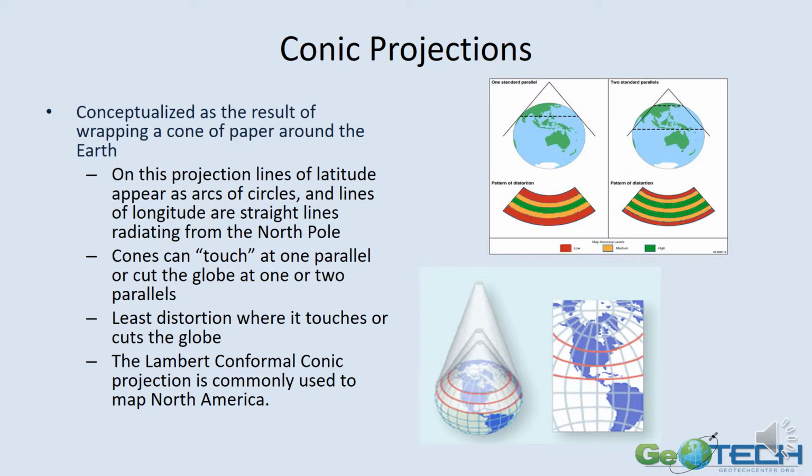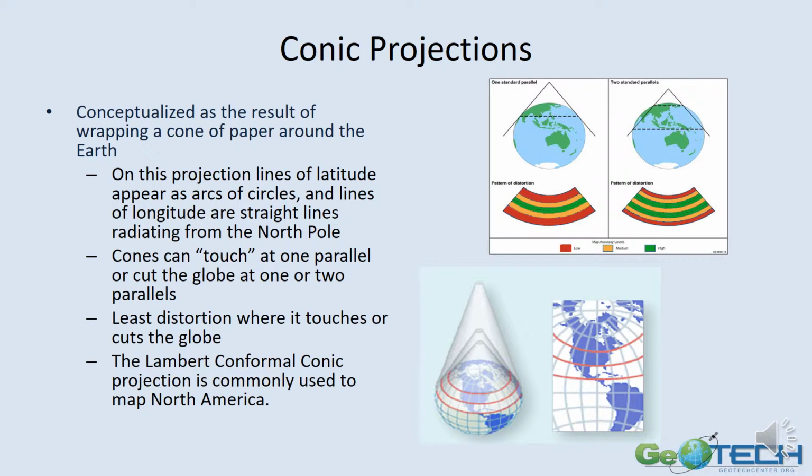So cones can touch at one parallel, and if you look at the one on the left where it touches just one, you can see the green area is where there's little distortion, and you can see how it becomes more distorted as you go away from that parallel. Also, you can have it touch more than one, so on the right it's touching and cutting the surface at two points, and you can see the green areas where those two parallels are touching are not distorted, and as you get away from those you become more distorted.